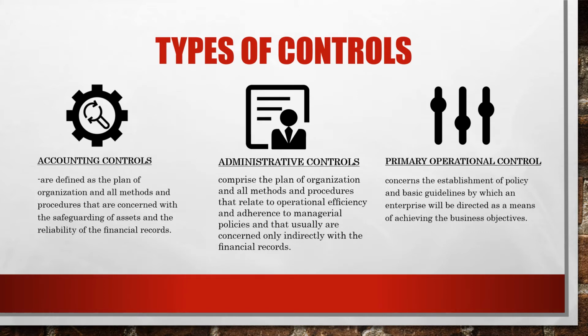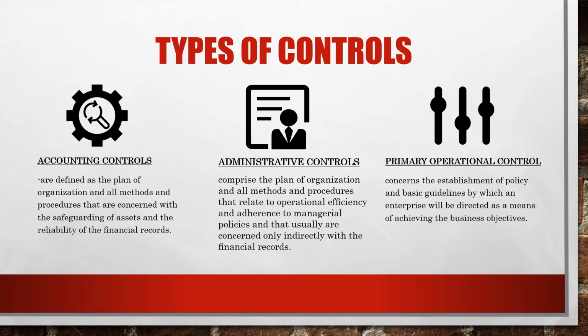So there are three types of control used by organizations. First, accounting controls. Second, administrative controls. And lastly, primary operational controls. The controller should be aware of the various types of controls that must be interlinked to create a control system that adequately safeguards the company's assets. So these are the three types of controls.